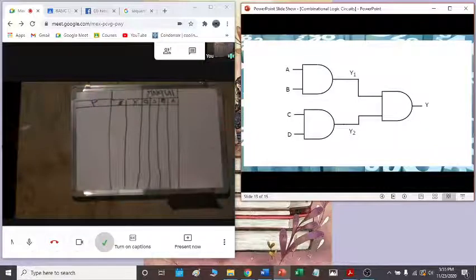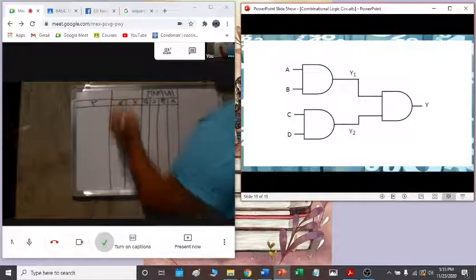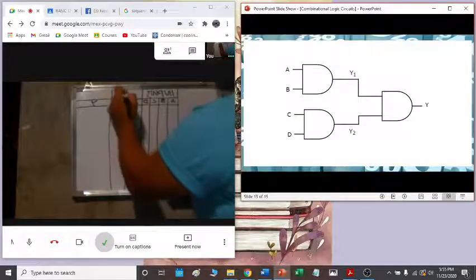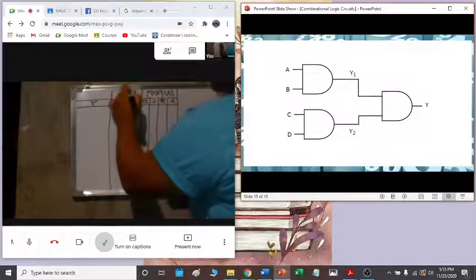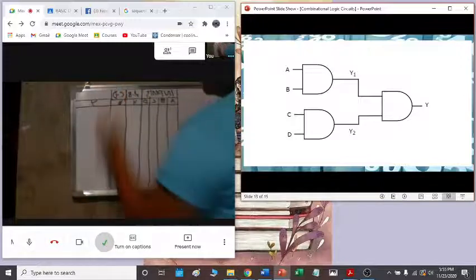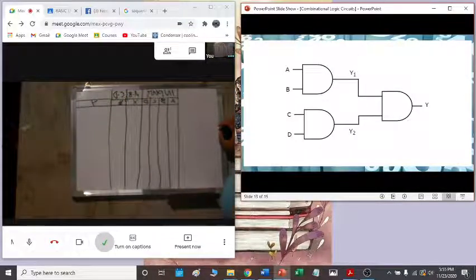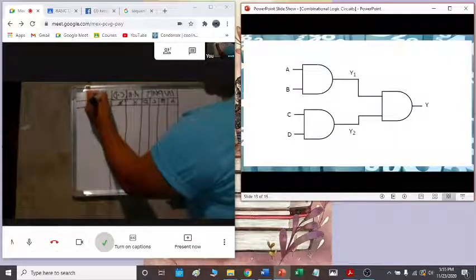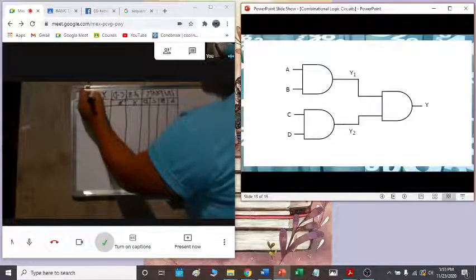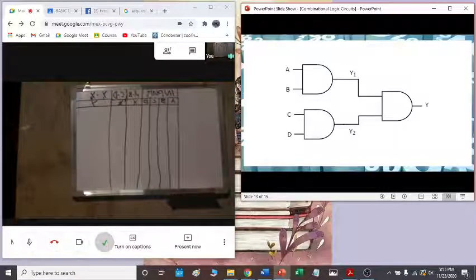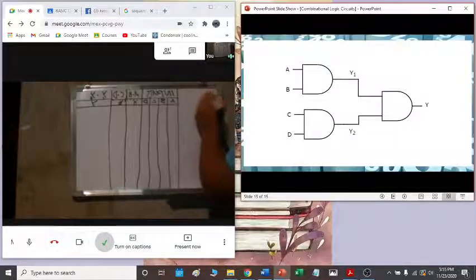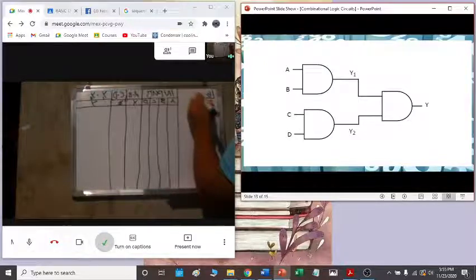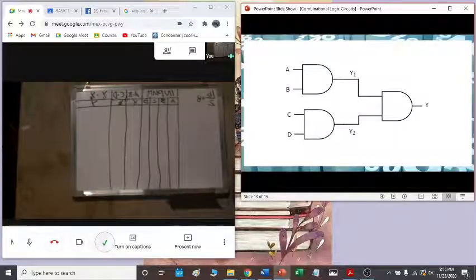So since they are all AND gates, the Boolean expressions are A times B and C times B. So for the last output, the Boolean expression is Y1 times Y2. So since we have 16 possible combinations, divide that by 2, which will be equal to 8. So the first column has 8 zeros and 8 ones.